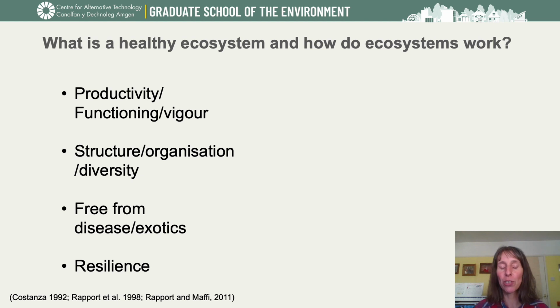A healthy ecosystem is also one that is free of disease and exotics. And finally, it's an ecosystem that is resilient. Resilience is quite a complicated idea, and it's not saying that an ecosystem won't change, it's saying that it is able to adapt to things like climate change, for example. So a resilient ecosystem tends to be one that has all of the above. It is vigorous, productive, high in biodiversity, with lots of internal connections and free of disease.